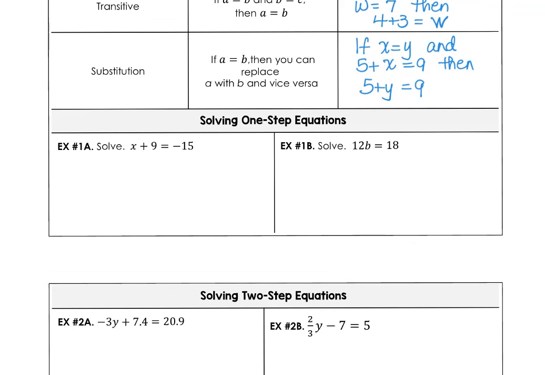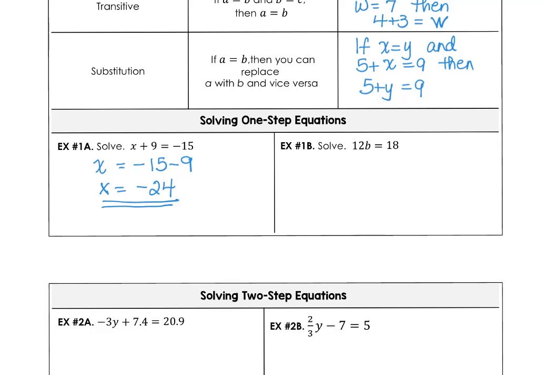In example 1, we're going to solve one-step equations using inverse operations. In the first example, we have x plus 9. So I want to look at what's happening to x. We are adding 9. So to do the opposite of add 9, we would subtract 9 from the left and from the right. I'm using inverse operations, so the opposite of add 9 is subtract 9 on the other side, if you think of it that way. Negative 15 minus 9 is negative 24, and to just mentally check, negative 24 plus 9 is equal to negative 15.